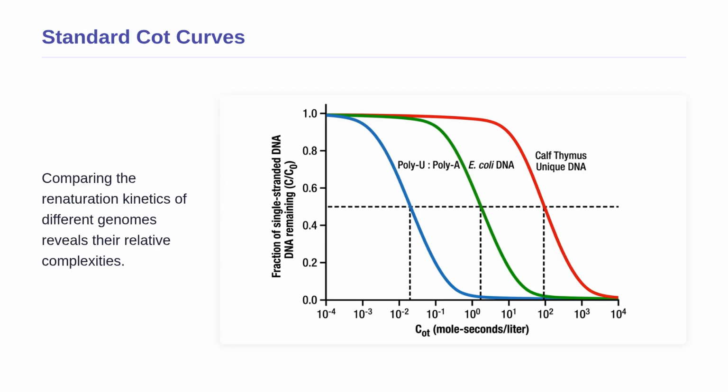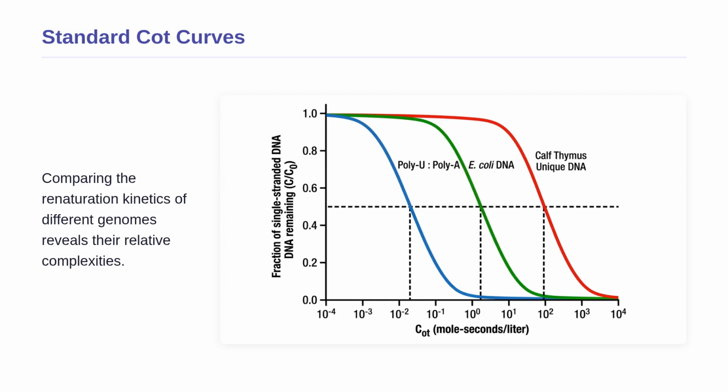Now that we have calculated these values mathematically, let us visualize them on a standard COT curve graph. On the vertical axis, we see the fraction of single-stranded DNA remaining, starting at 1.0 and dropping to 0. The horizontal axis shows the COT value on a logarithmic scale. Notice the dashed horizontal line at 0.5. This represents the half COT point we just calculated.